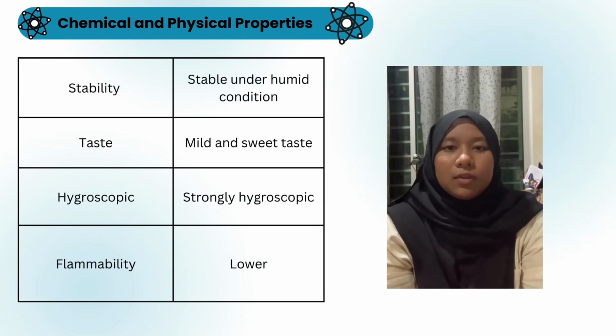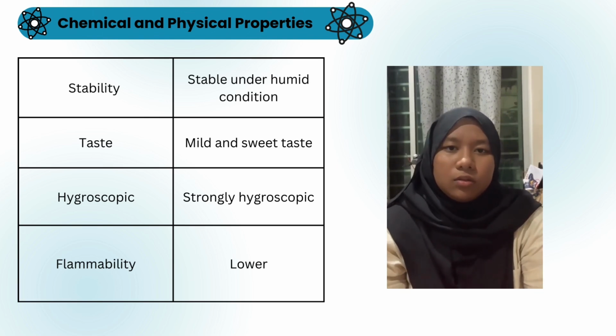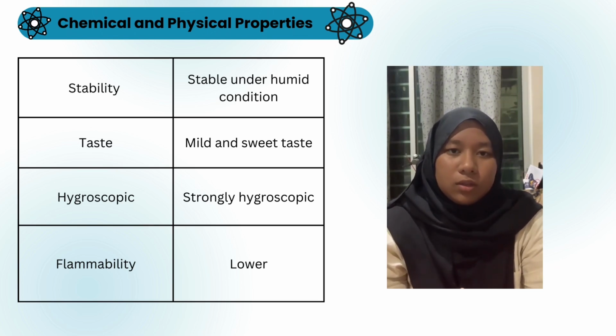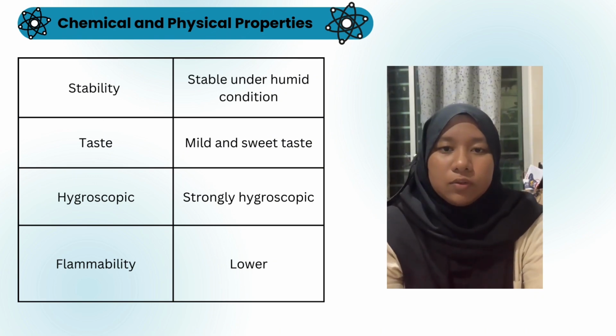Next, chemical properties. Lactitol is stable under humid, alkaline, or acidic conditions. Lactitol is strongly hygroscopic. It can absorb water from its surroundings, so this property helps to maintain its moisture. Lactitol's flammability is low. Even though it is a combustible compound, it will not ignite readily.